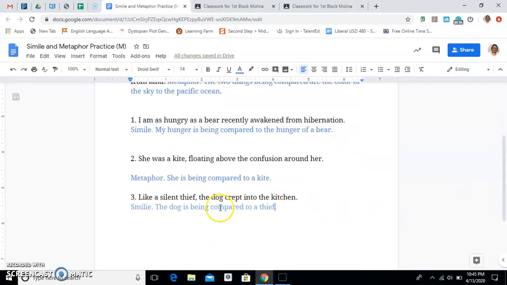Number three, like a silent thief, the dog crept into the kitchen. So I see the word like. Right away, it lets me know that it is a simile, and the dog is being compared to a thief. Okay, so make sure you correct your answers on yours.